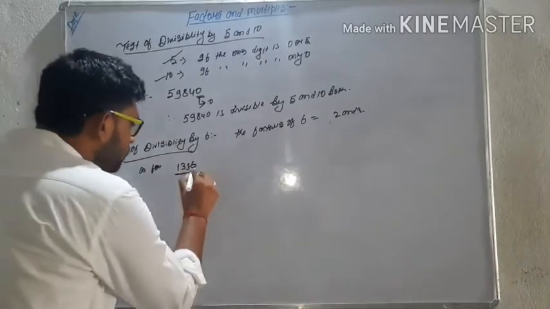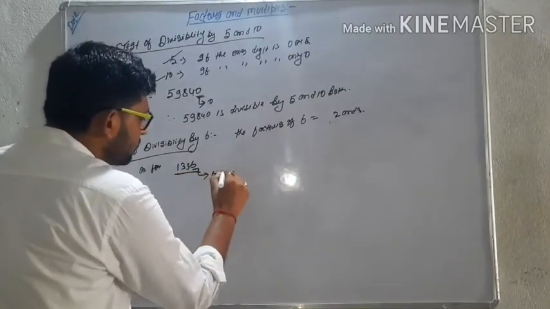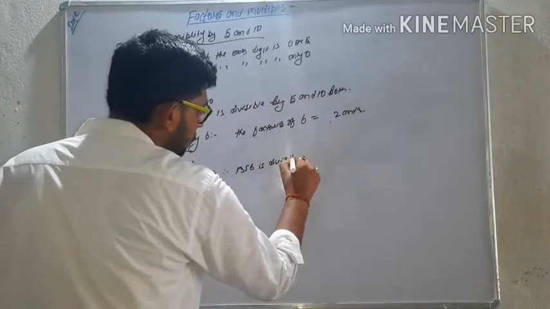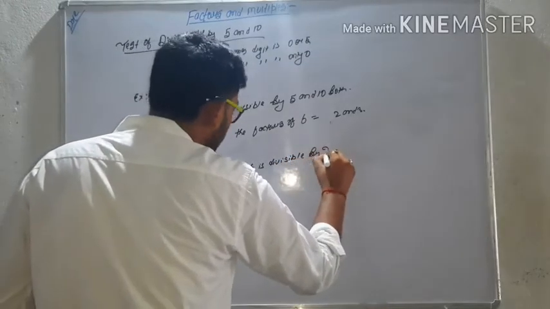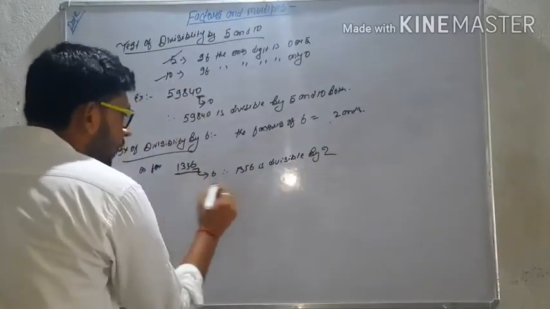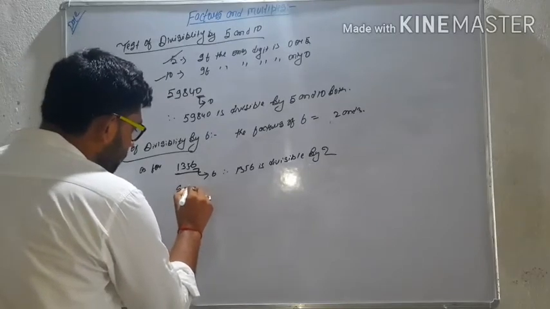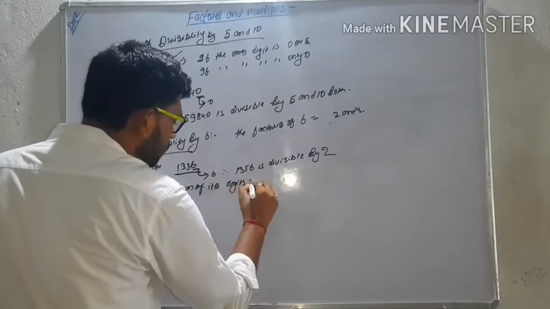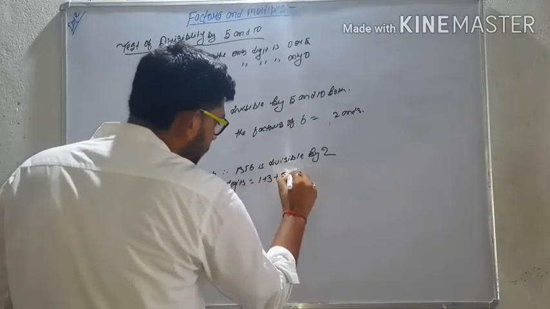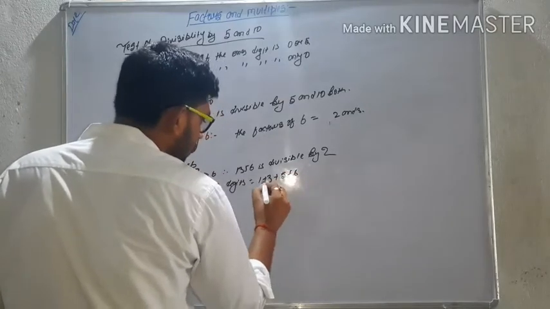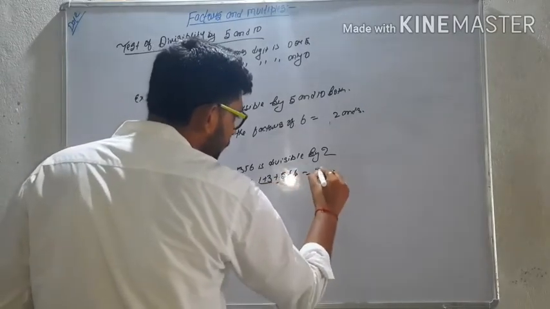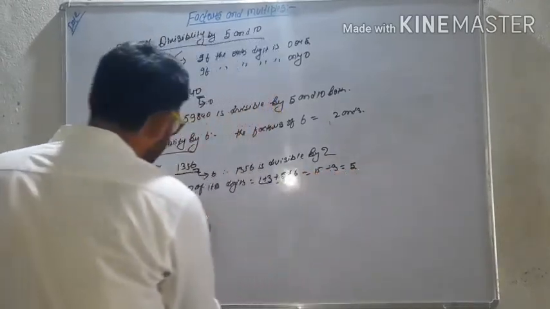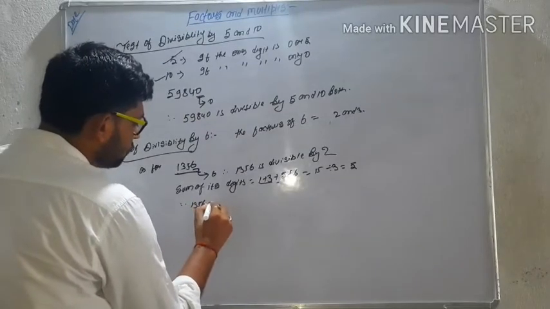Now, the unit digit is 0, therefore 1350 is divisible by 2. And for divisibility by 3, the sum of the digits is equal to 1 plus 3 plus 5 plus 0. Now 1 plus 3 is 4, 4 plus 5 is 9. When 15 is divided by 3, we get 5. Therefore 135 is divisible by 3.